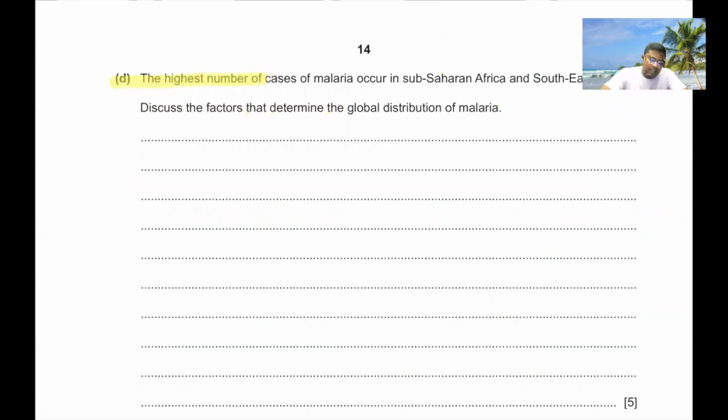Part D, the highest number of cases of malaria in sub-Saharan Africa and Southeast Asia occurs in Southeast Asia. Discuss the factors that determine the global distribution of malaria. So basically, the habitat of Anopheles mosquito is tropical, warm, and humid climate. Anopheles mosquito only lives in humid condition. Warm temperature is needed for the development of the mosquito larvae. Mosquitoes require bodies of still water for breeding and places where there is sufficient rainfall. Obviously, the rainfall provides the still water.